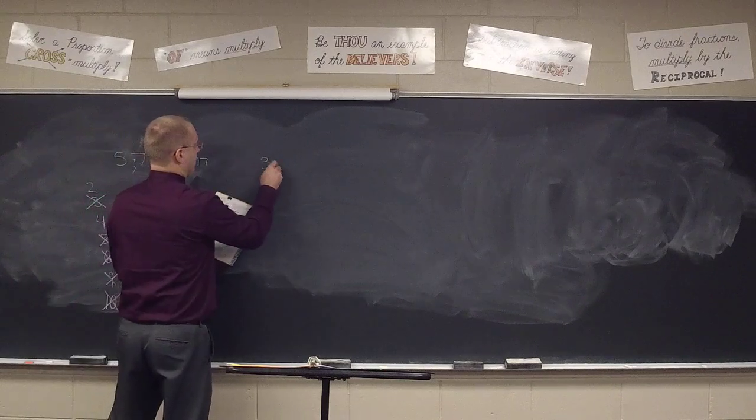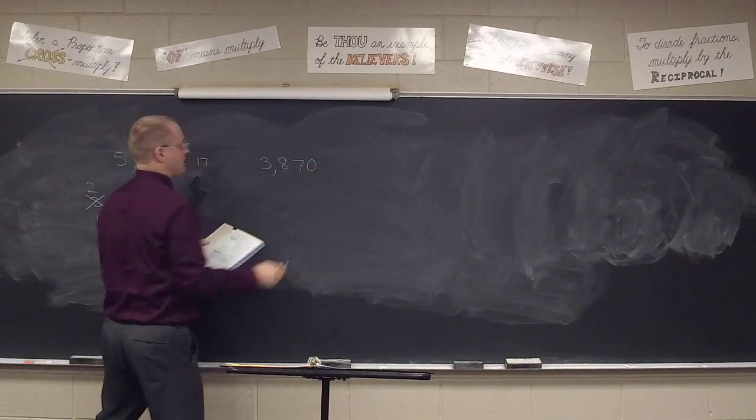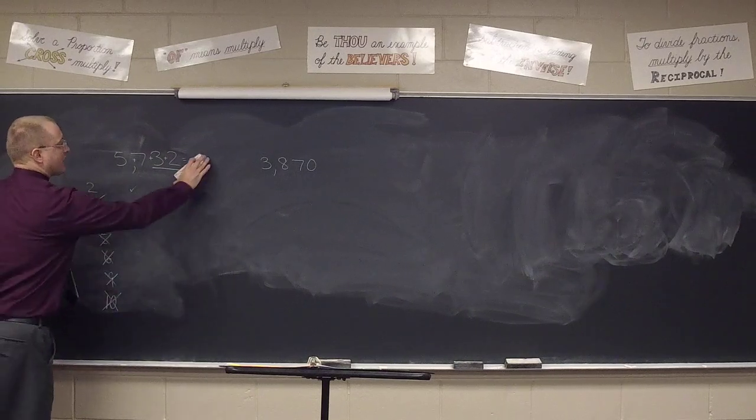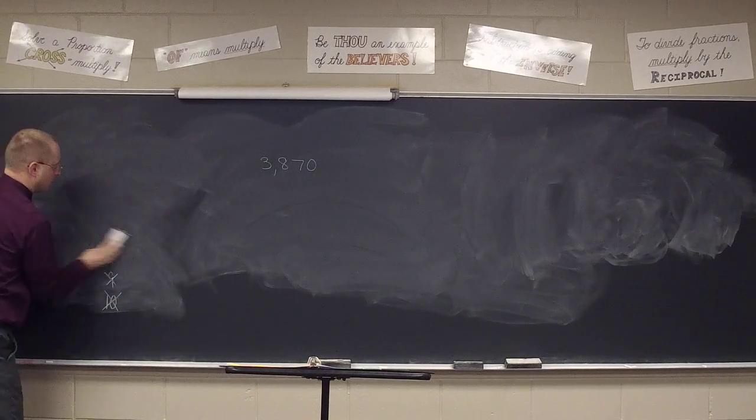Do the same thing for this number now. 3,870. Which of these is that divisible by?